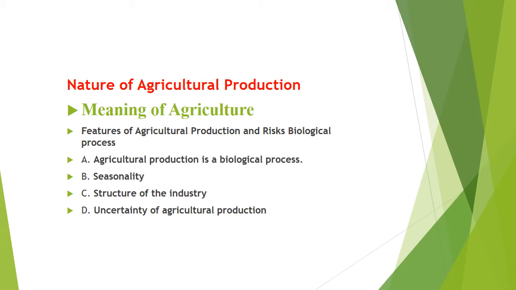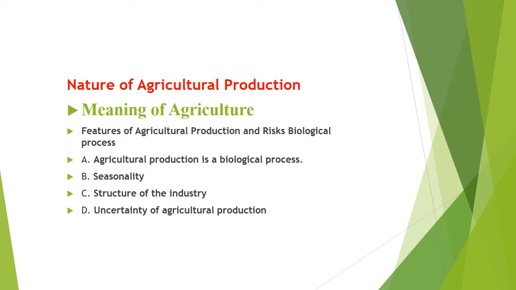Then we are going to now dwell on the topic we have for today. Today's topic is nature of agricultural production. Under nature of agricultural production, we are going to look at the meaning of agriculture. What is agriculture? Agriculture can be defined as the production of food, feed, fiber, and other products by the systematic growing and harvesting of plants and rearing of animals to sustain life. Agriculture also deals with farming and raising livestock.